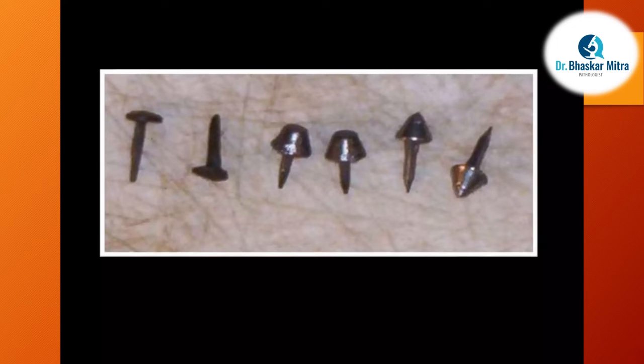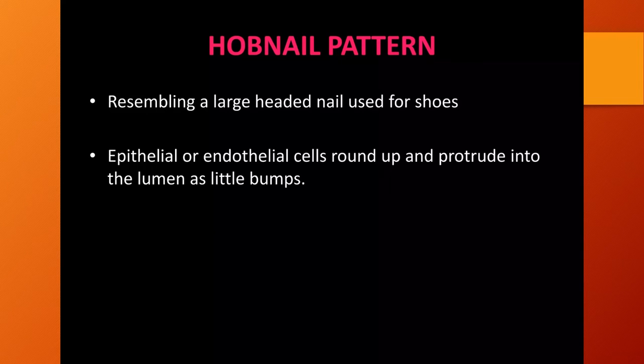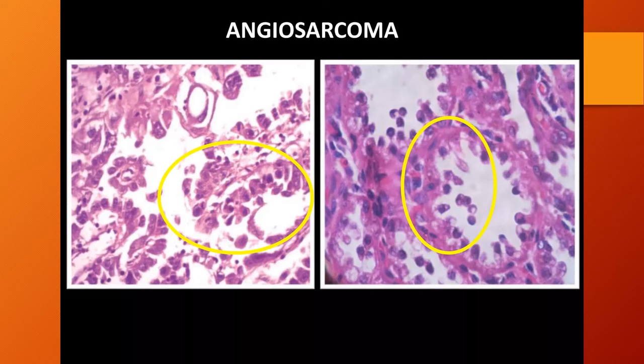Now, what is this? These are nails with a long, big head. We call this hobnail. It resembles a large-headed nail used particularly for shoes. Epithelial and endothelial cells with a rounded-up nucleus on one side protruding into the lumen like little bumps, then we call it hobnail arrangement.